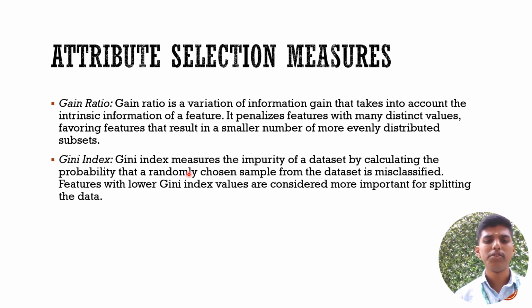Next, Gini index. The Gini index measures the impurity of a dataset by calculating the probability that a randomly chosen sample from the dataset is misclassified. Features with lower Gini index values are considered more important for splitting the data.